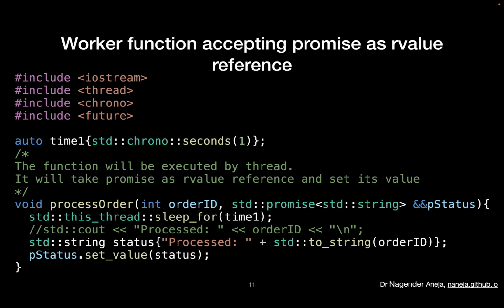Now, if we want the process order to return an integer, then we say standard promise integer. If we want double, then standard promise double. So whatever we want from this thread function, which is the process order, the promise will be according to that. And then we can call set value and set that appropriate value for that promise, right? So this is the basic thing that we want from the thread. So we'll give them the promise and it sets the value. Very simple thing.